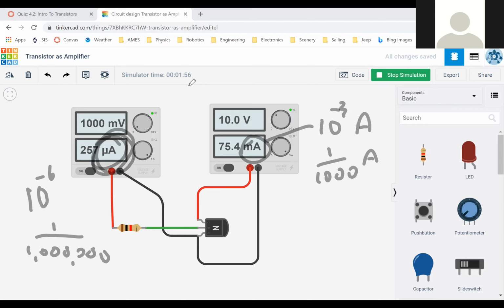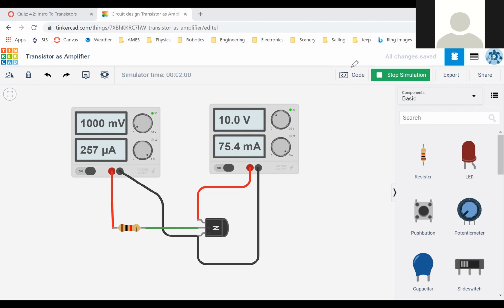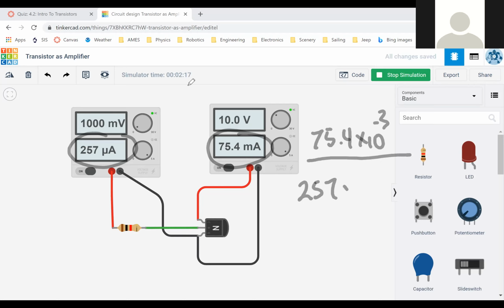Okay. So when you put the numbers into the calculator, what you want to do is put in the output current divided by the input current. So you want 75.4 times 10 to the negative 3 divided by 257 times 10 to the negative 6.